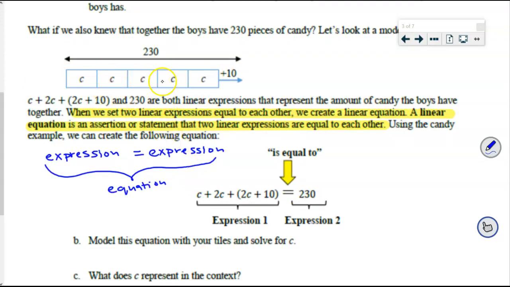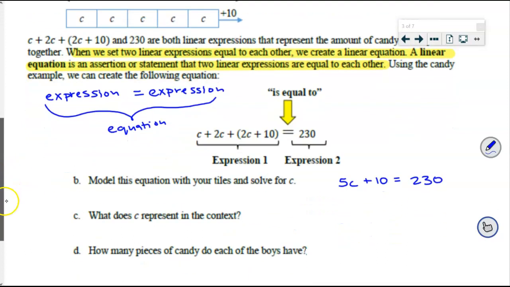And even this already shows that it's simplified. C plus 2C plus 2C plus 10. What do we have altogether? 1, 2, 3, 4, 5C. But that's not all. I have 5C and the extra 10 pieces of candy. And that's equal to 230. Notice what I did. My first step, even though it was an equation, I didn't do any solving steps. I simplified this first. C plus 2C plus 2 more C is 5C plus the 10. And now we can solve.